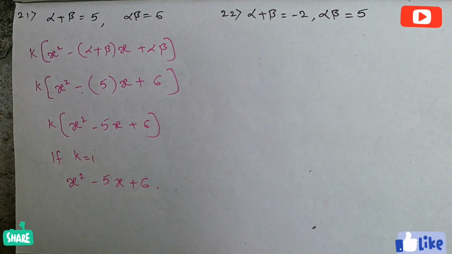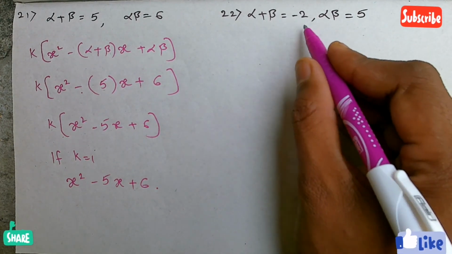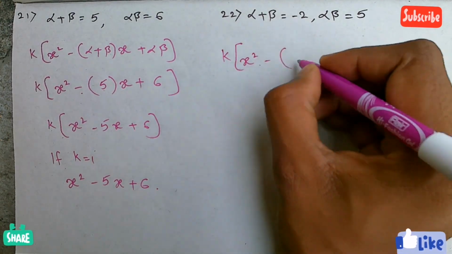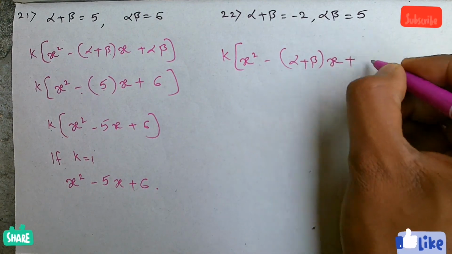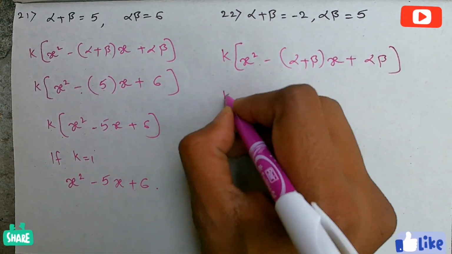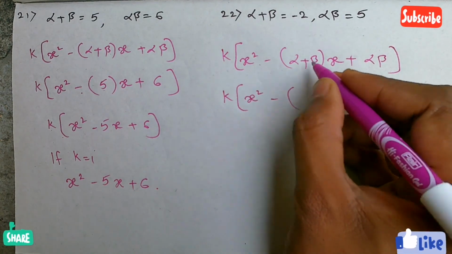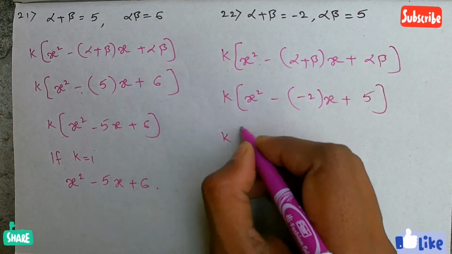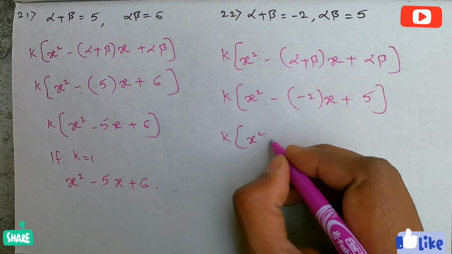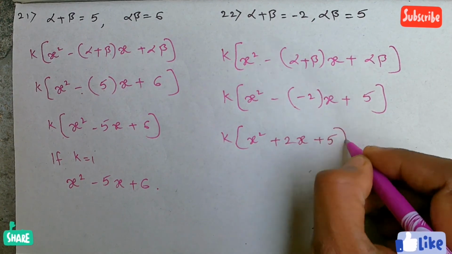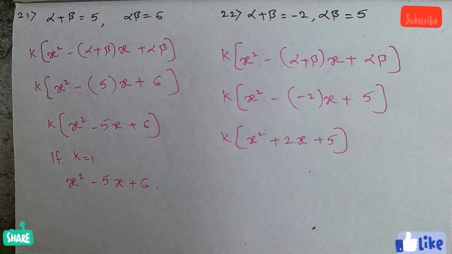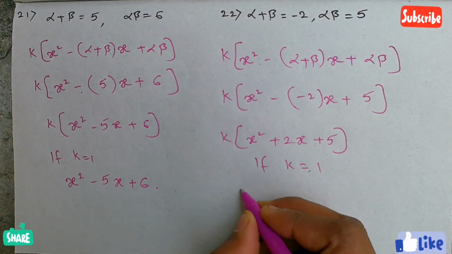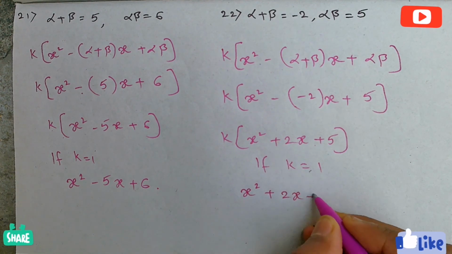Next, alpha plus beta is given as minus 2, whereas alpha beta is given as 5. So let us substitute k into x square minus alpha plus beta into x plus alpha beta. K into x square minus alpha plus beta is given as minus 2 into x plus alpha beta is given as 5. So k into x square, minus into minus, plus 2x plus 5. In this case also we don't get any denominator, so take k value as 1. If k is equals to 1, 1 into this one, x square plus 2x plus 5.